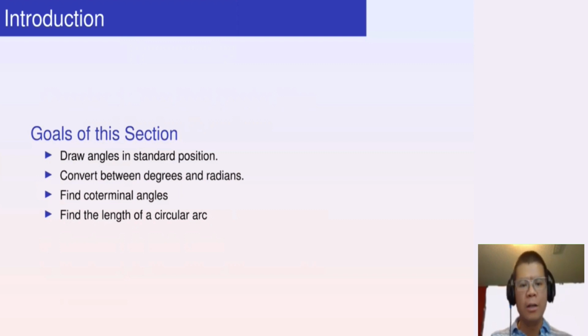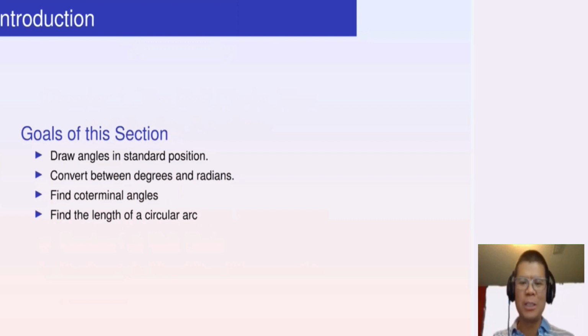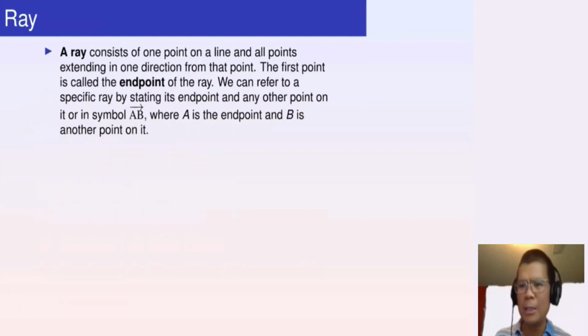Okay, so now let's see the first goal: how to draw angles in a standard position. Before we talk about angles, we are going to introduce a concept called a ray. So what is a ray? A ray consists of an endpoint on the line and all the points extending in one direction from that point.